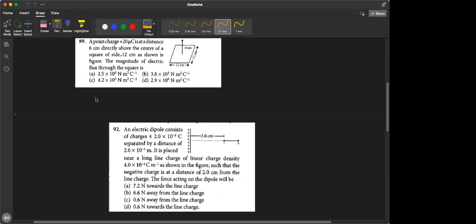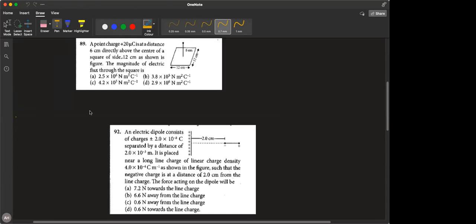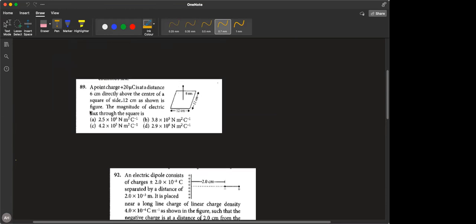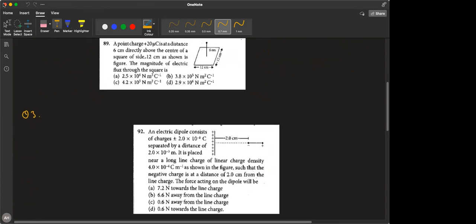Yes, Arpit. Sir, in the third question, I am getting the answer 0.7, and that option is not in the question, but it's close to 0.6. You're getting 0.7 N. Okay, just write the option that you think is most appropriate. And I need the complete solution.